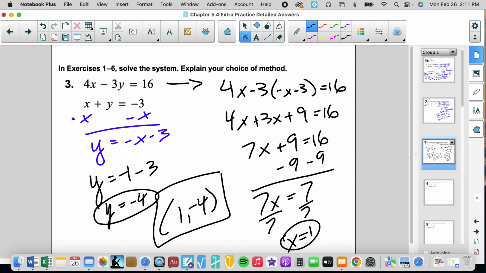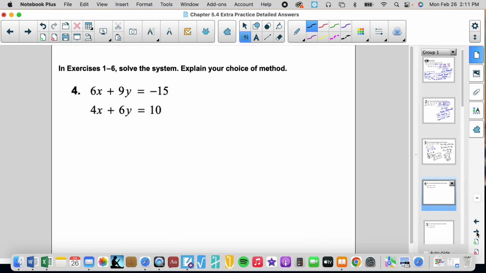I can plug it in and make sure. 4 times 1, positive 12. 4 and 12 make 16. That's good. And 1 and negative 4 make negative 3. So that's checked. Correct.